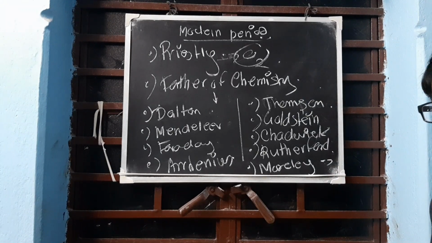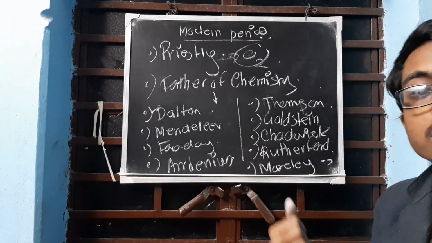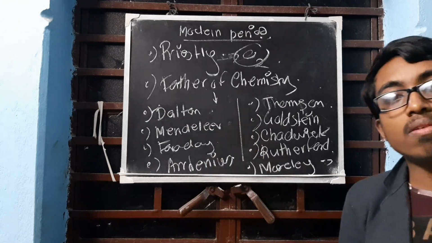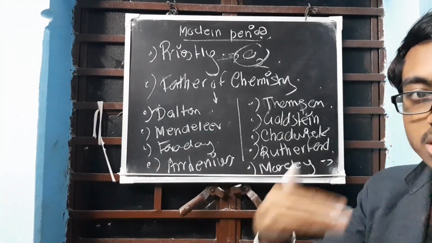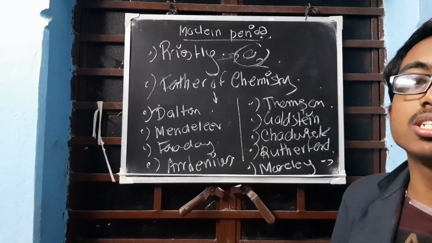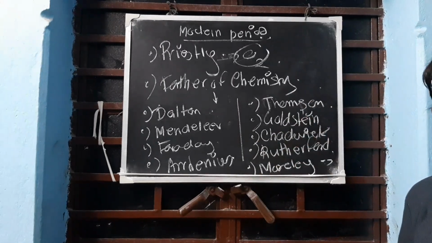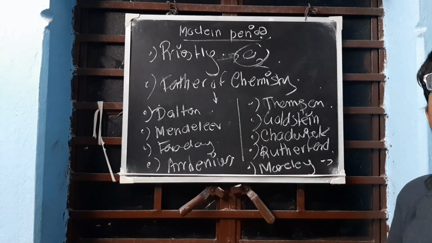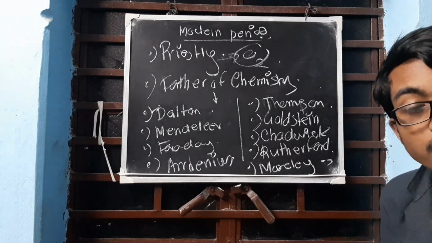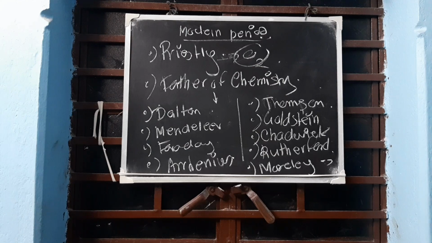Priestley discovers oxygen. Father of chemistry confirms that it's oxygen and also states that oxygen is required for combustion. Then Dalton put forward his atomic theory. Mendeleev put forward his periodic table model. Faraday studies the passage of current through solutions. Arrhenius proposes his theory of electrolytic dissociation. Thomson discovers the electron. Goldstein discovers the proton. Chadwick discovers the neutron. Rutherford discovers the nucleus and also has a great hand in the study of Becquerel rays. Moseley brought the advent of atomic number, because he was the one who said that atomic number was the fundamental property.